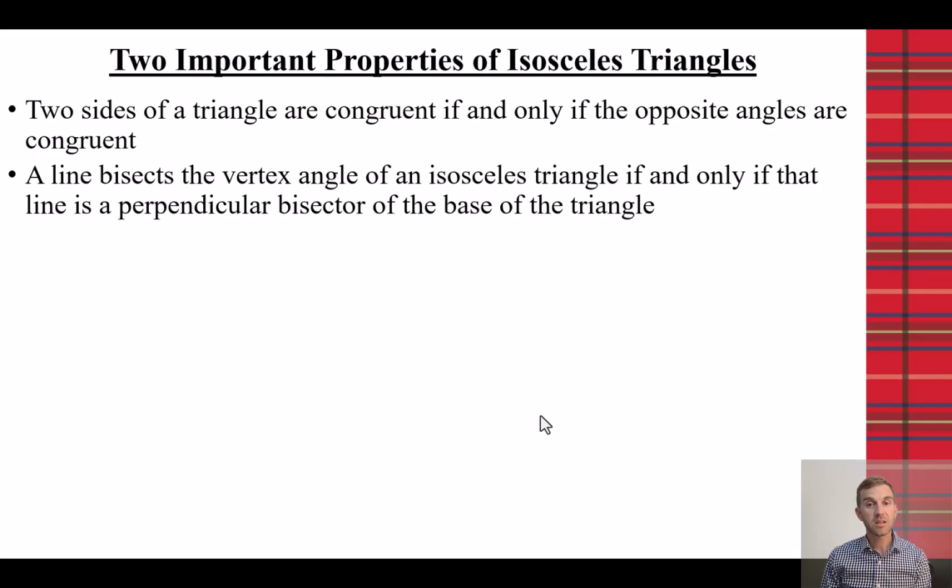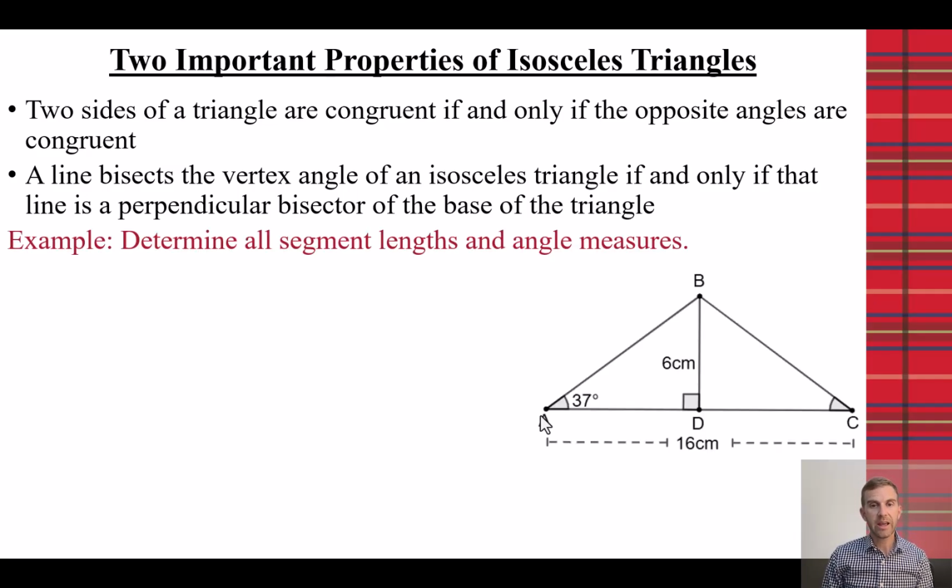And that can be flipped around to the converse. If the opposite angles are congruent, then the opposite sides are congruent. And so we can use those two properties to help us with isosceles triangles. Additionally, if a line bisects that vertex angle, that's only true if it's a perpendicular bisector of the base as well. And again, that's vice versa. If we know that it's a perpendicular bisector, then we know that line is going to bisect the vertex angle of the isosceles triangle.